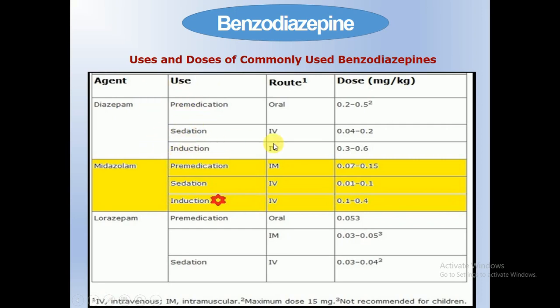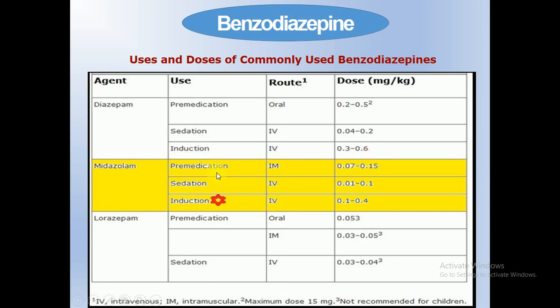It causes sedation. It can be given to the patients through the IV route, intravenously, at the dose of 0.04 to 0.2 milligram per kg body weight. Diazepam also causes induction. It can be given intravenously at the dose of 0.3 to 0.6 milligram per kg body weight.